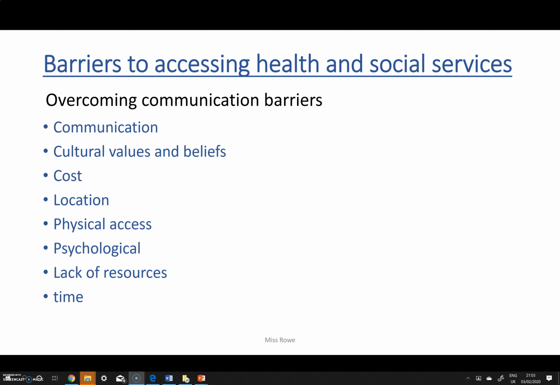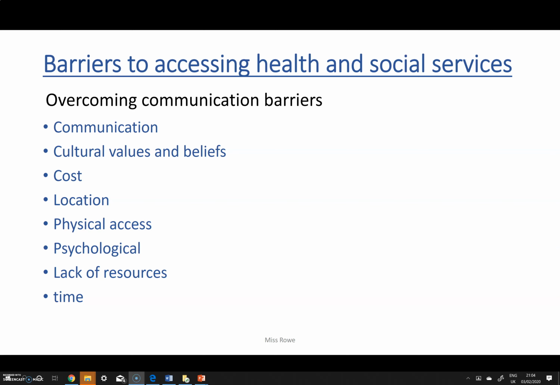And I think the last one is time barrier. So extending opening hours for GP surgeries. We said that sometimes GP surgeries or certain clinics are only open during working hours. Well, it crosses over with the cost, doesn't it? Because people don't want to have a day off work just to go to the hospital or to go to the doctors. They want to be able to go at 6 p.m., 7 p.m., or after work. Overcoming time, so offering flexible appointment times to suit individual needs.